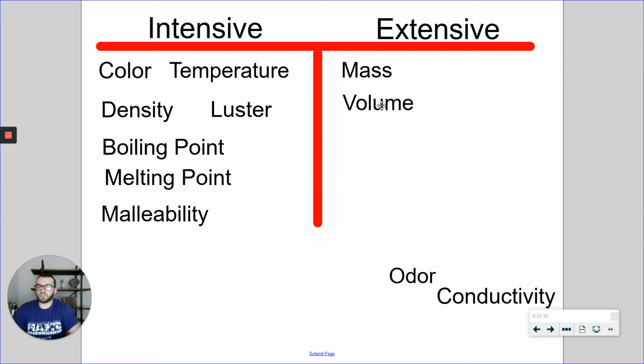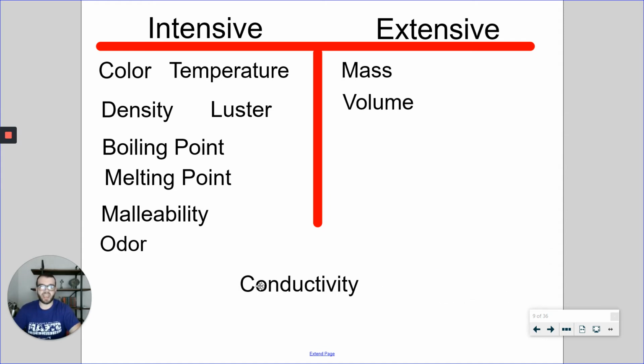Volume. Volume is definitely one of those extensive ones. Odor. Now some people would say you can make the argument for intensive, because if something smells a certain way, it'll always smell that way, like have the same odor. But then think of one rotten egg versus 20,000 rotten eggs. The odor is going to be way worse, there's going to be more of it. So we're not talking necessarily about the extent of odor, but the quality of odor, and that the per unit amount of odor would make it intensive.